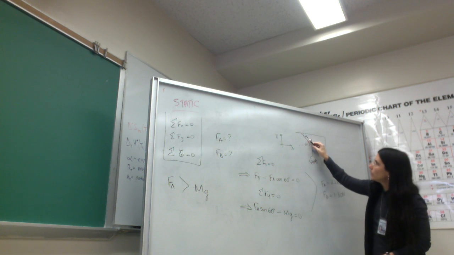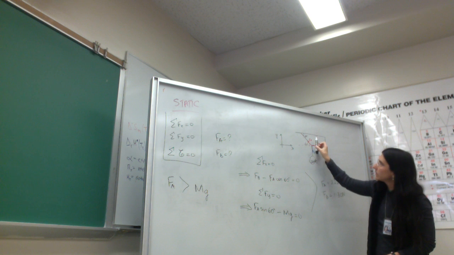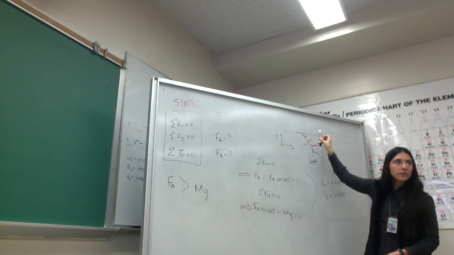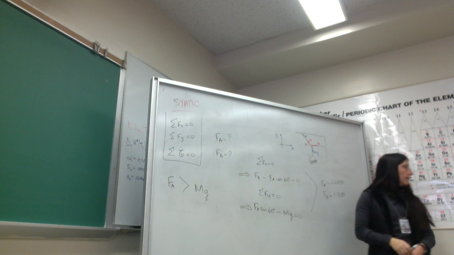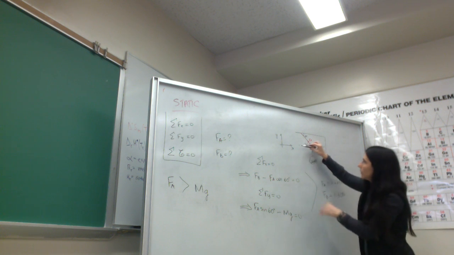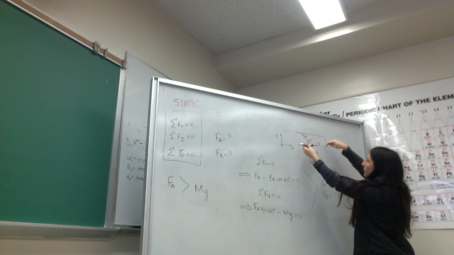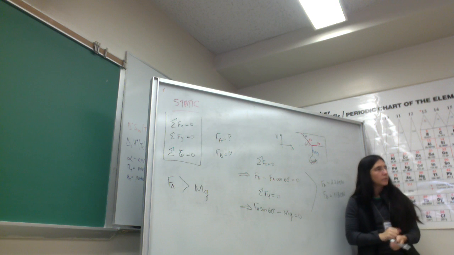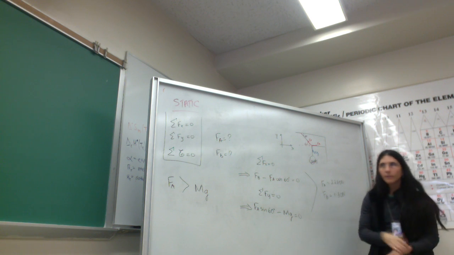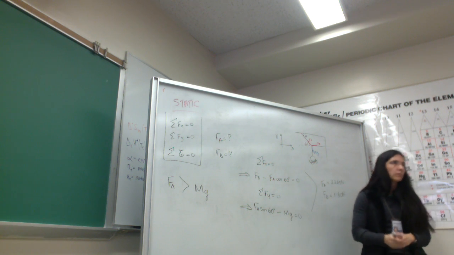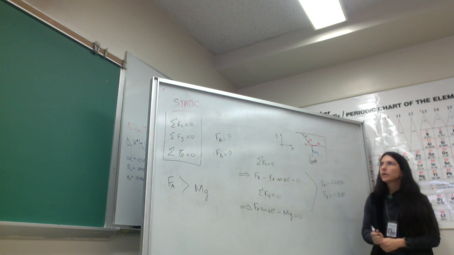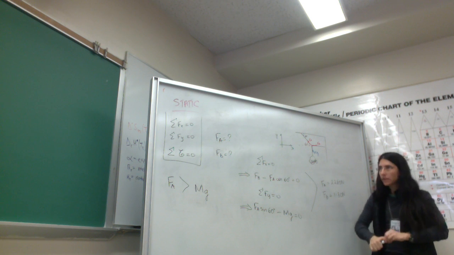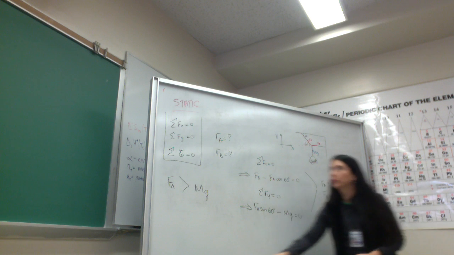And why? Because the only component that is helping us is the sine of 60, not the whole FA. The other component, the FA cosine, is compensating the FB. Okay, but this is just back to chapter 4, right? Now comes something more connected to torque.